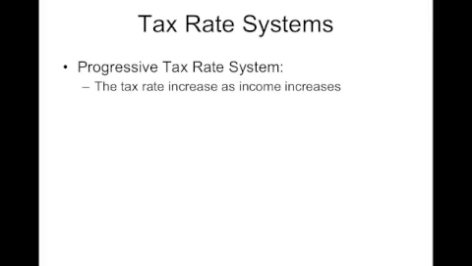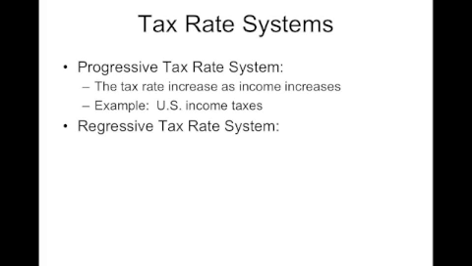What a progressive tax rate system is, is that the tax rate is higher for rich people than it is for poor people. So an example of this is going to be U.S. income taxes. It's also going to be the Japanese income tax rate system. It's a progressive tax rate system.